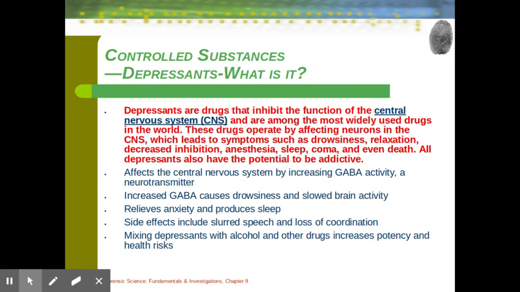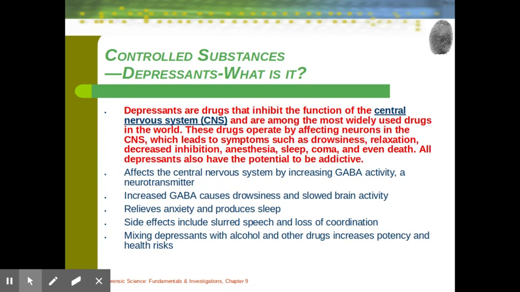And then we have depressants. So what's a depressant? This is the opposite of the stimulants. Depressants are drugs that are going to inhibit the function of the central nervous system. These are used all over the world. The neurons in the central nervous system get affected, and that leads to symptoms like drowsiness, relaxation, decreased inhibition, sleep, coma, even death. So all depressants also have the potential to be addictive.